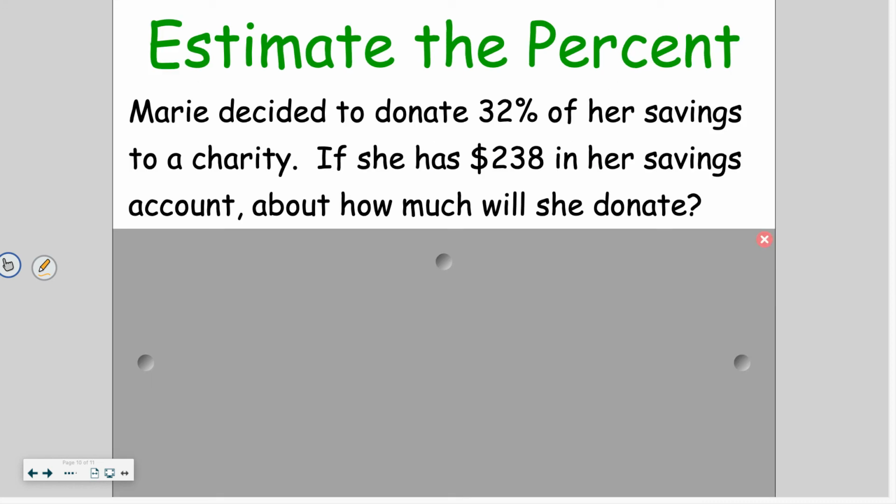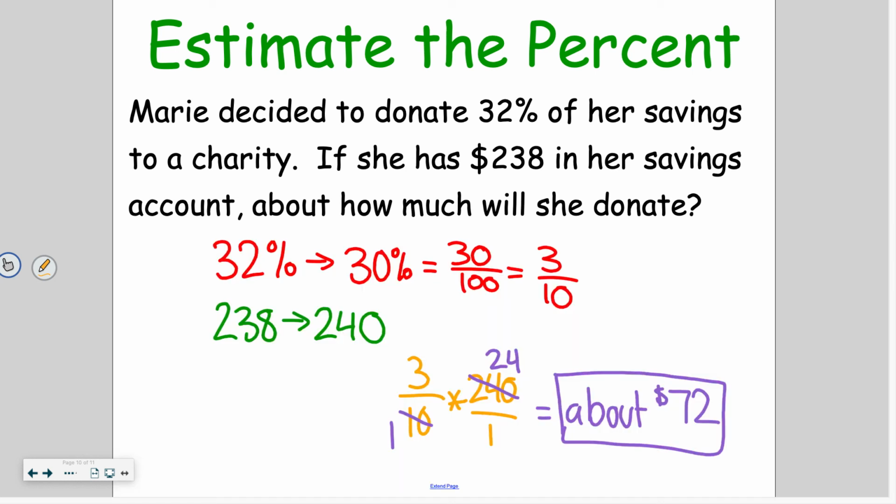Go ahead and try this one on your own. 32 is going to round to 30. The closest thing that can be divided by 10 to 238 is going to be 240. And when we do our multiplication, that's going to give us about $72.